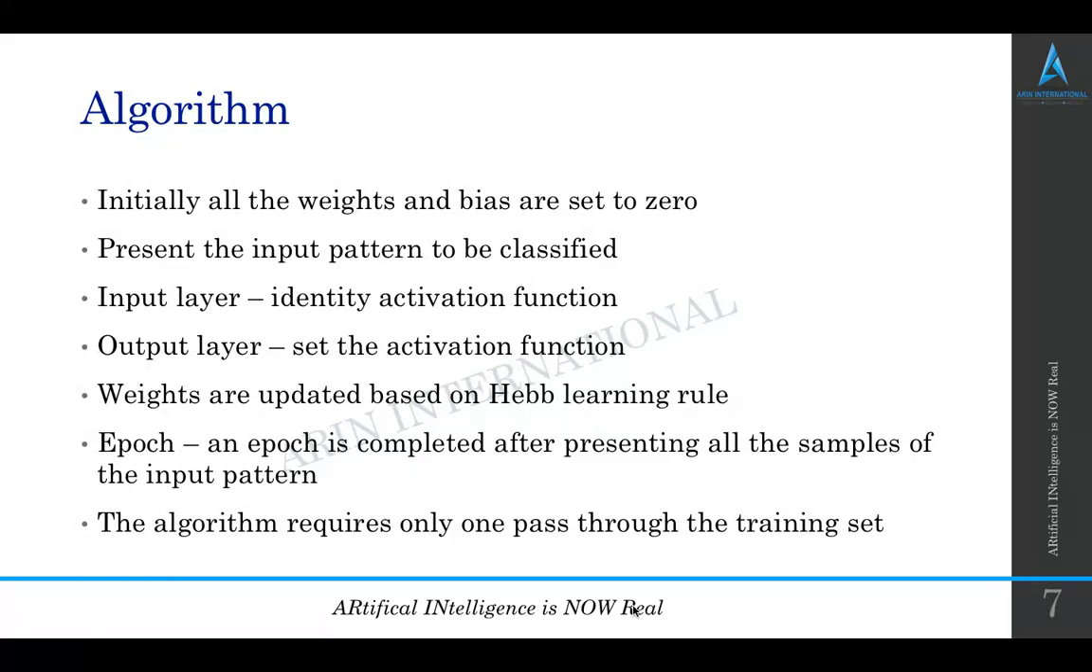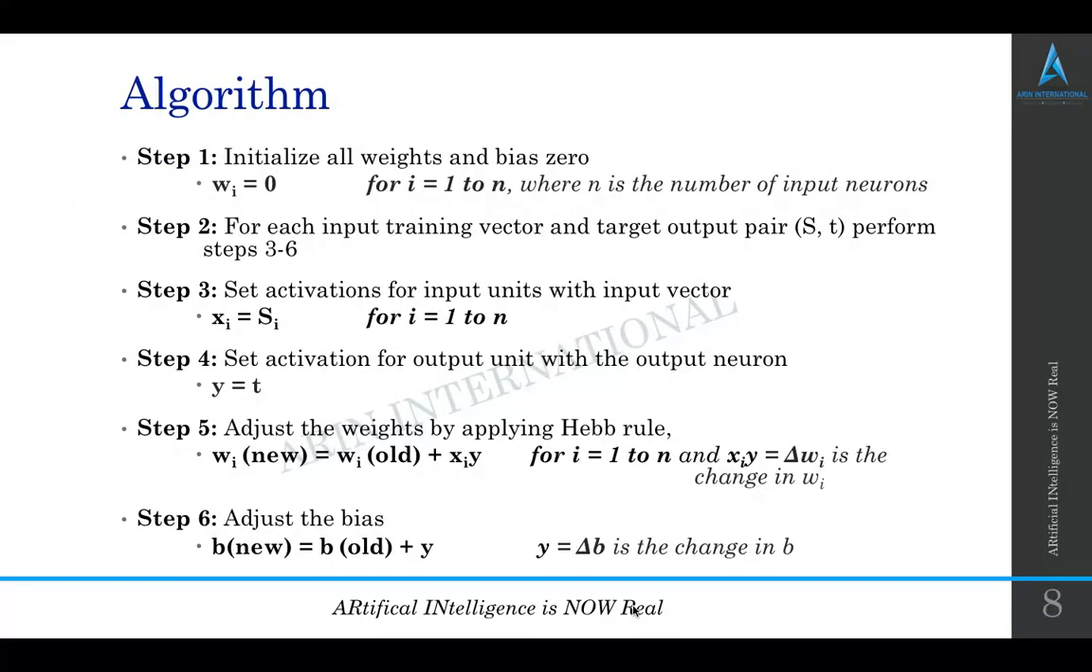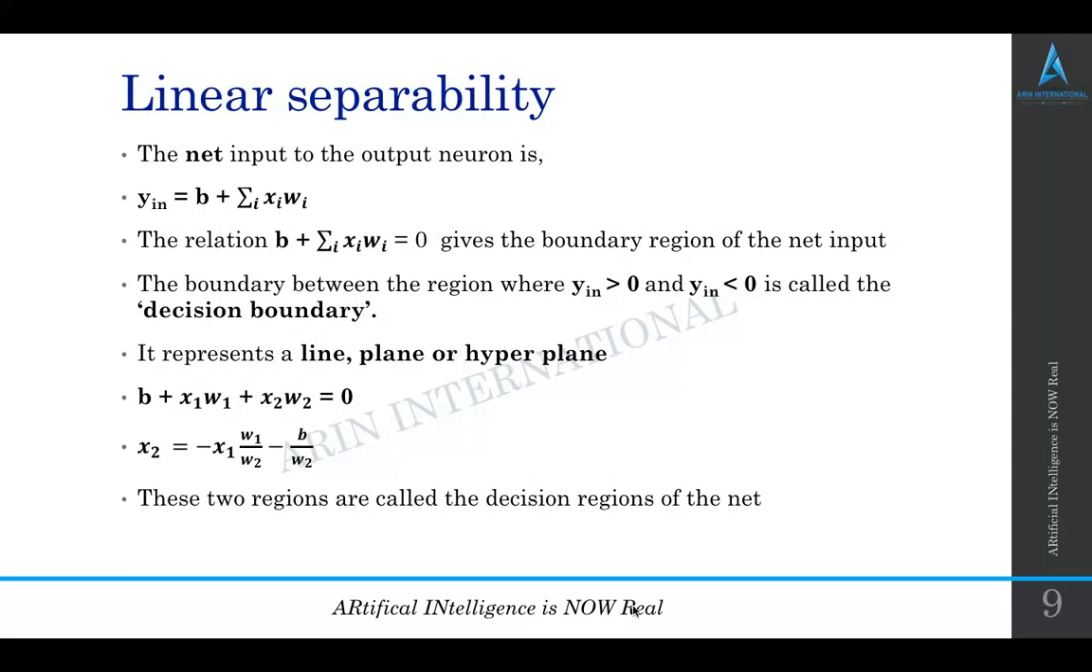Algorithm. The stepwise algorithm is given here. The weights and bias are updated as per the given equation in step 5 and 6. The linear separability is obtained by the equation of the line when there are two features or two inputs. If there are three inputs, we get a separating plane. With multiple inputs or multiple features applied, we get a hyperplane.